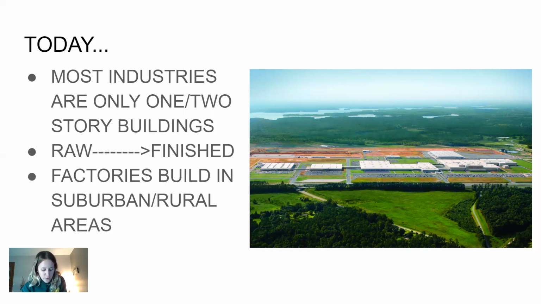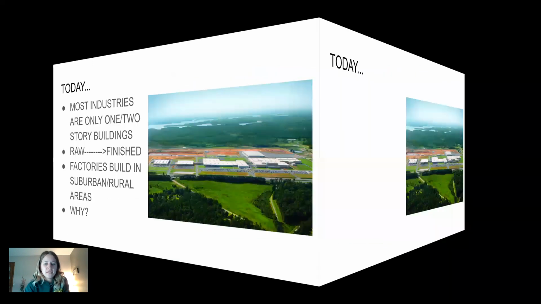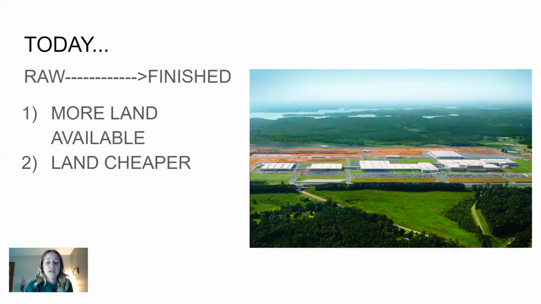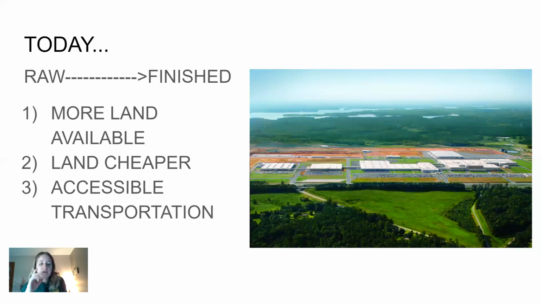Factories are built in suburban or rural areas now today rather than cities like they were back in the day. And why is this? This happens because, like I said, land is more available. Okay, it's more available now than when it was back in the day, whenever they started building in cities up and down. Land is a lot cheaper, okay? And it's a lot more accessible for transportation.